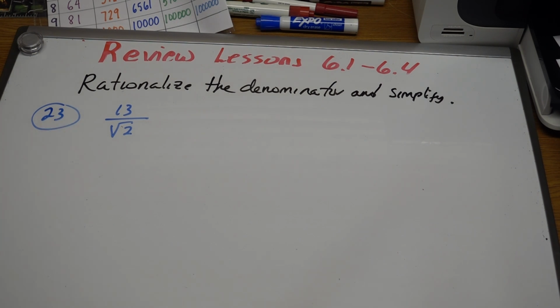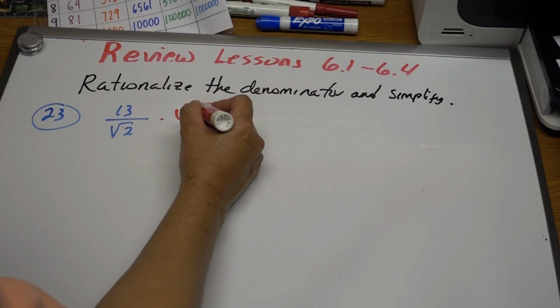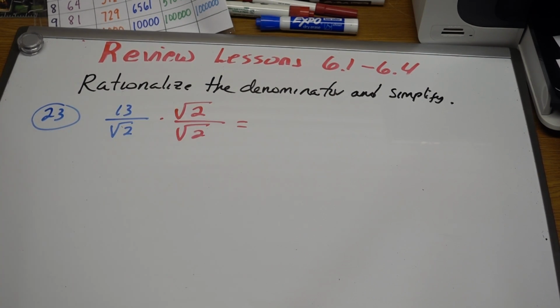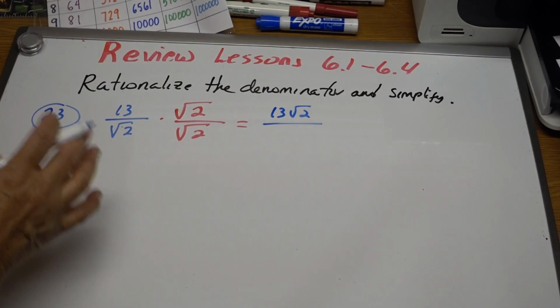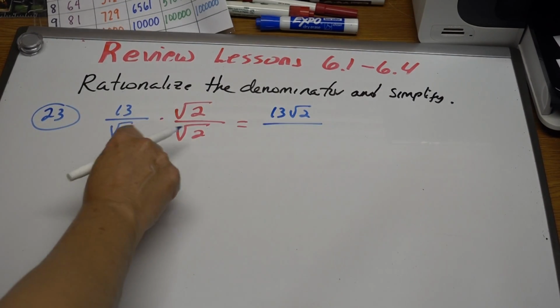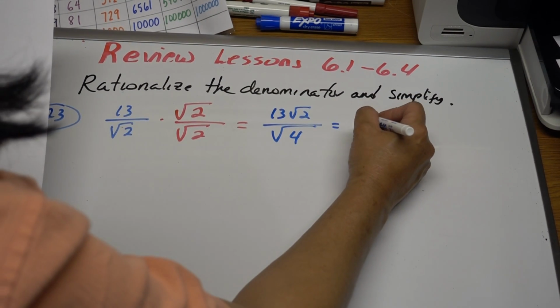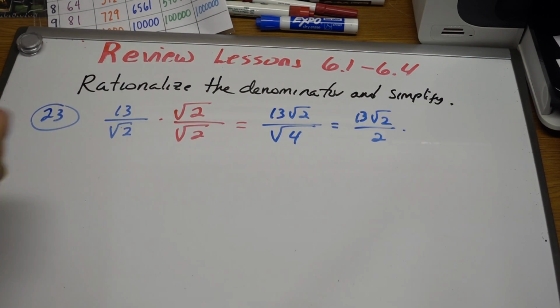But the one that works here is to get rid of the square root, and we already went through this in class. So multiply by radical 2 in both parts, and then multiply across. This is 13 square root of 2, which is perfectly fine to leave the radical on top. This one is the square root of 4. 2 times 2 is 4. So it's 13 square root of 2 over 2. And that's the answer for number 23.